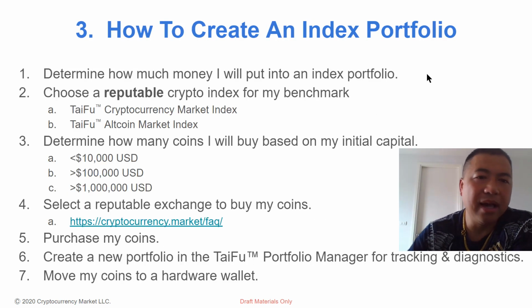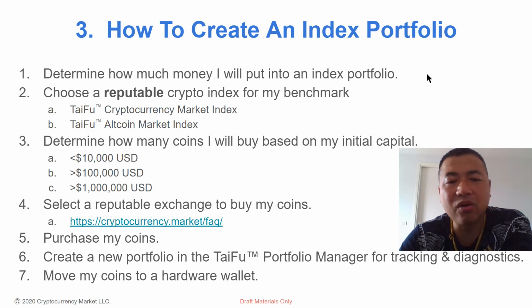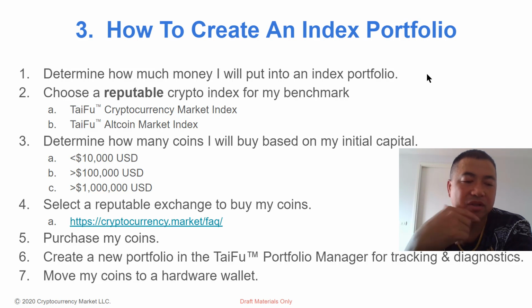Okay, so let's go ahead and take a look at it. I'm going to talk about how to create an index portfolio here, guys. Number one, we're going to determine how much money I will put into an index portfolio. Number two, I'm going to choose a reputable crypto index for my benchmark to build my portfolio, such as the TaiFu Cryptocurrency Market Index or the TaiFu Altcoin Market Index. Number three, I'm going to determine how many coins I will buy based on my initial capital. Number four, I will select a reputable exchange to buy my coins. Number five, purchase the coins. Number six, create a new portfolio in the TaiFu Portfolio Manager for tracking and diagnostics purposes. And number seven, obviously, is to move the coins to a hardware wallet.